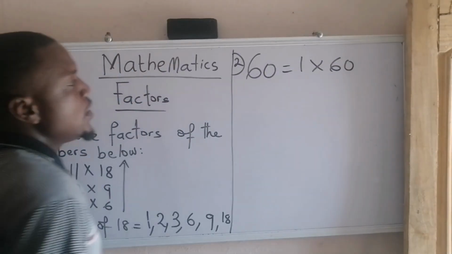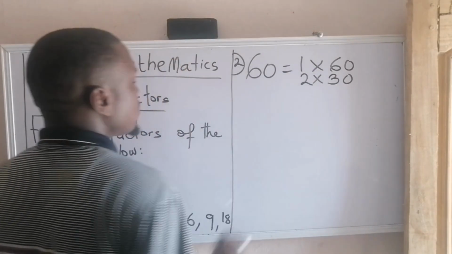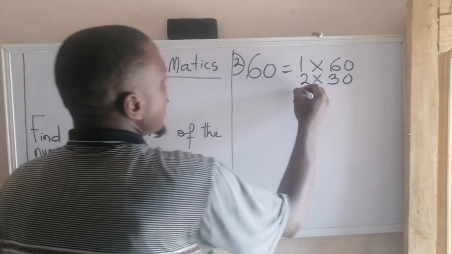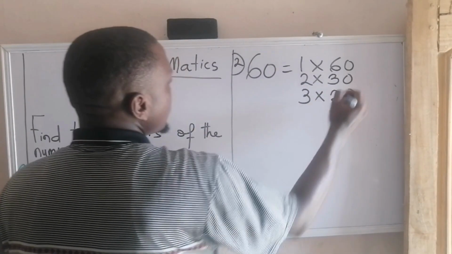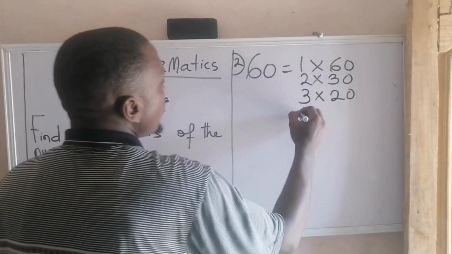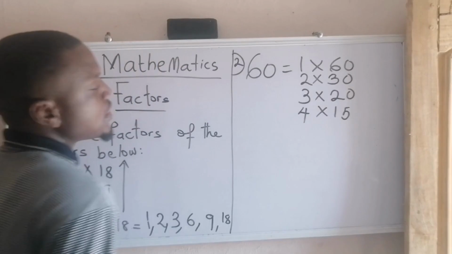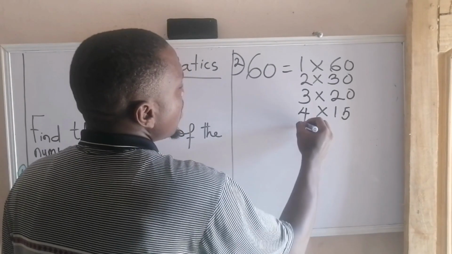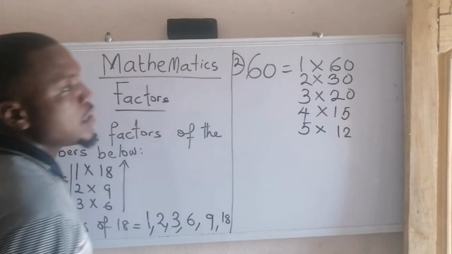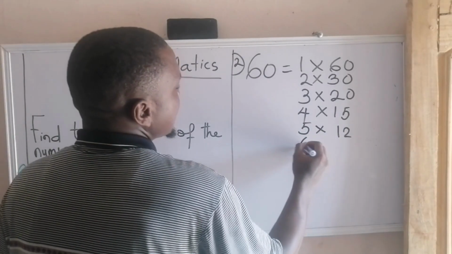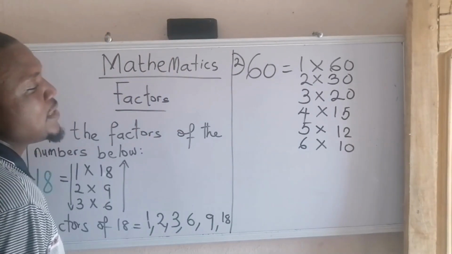60. 1. 2 times 30. 2 times 30 is what? 60. 3 times what will give you 60? 3 times 20 gives you 60. 4. 4 times 15 is what? 60. 5 times what will give you 60? 5 times 12 is what? 60. Then you have 6. 6 times what? 6 times 10 is 60.